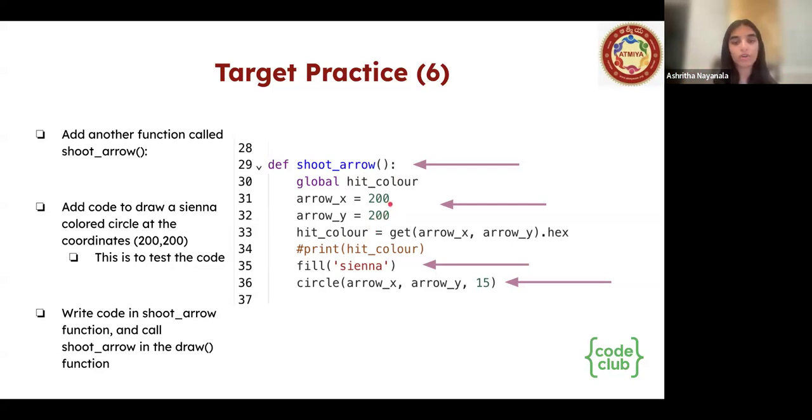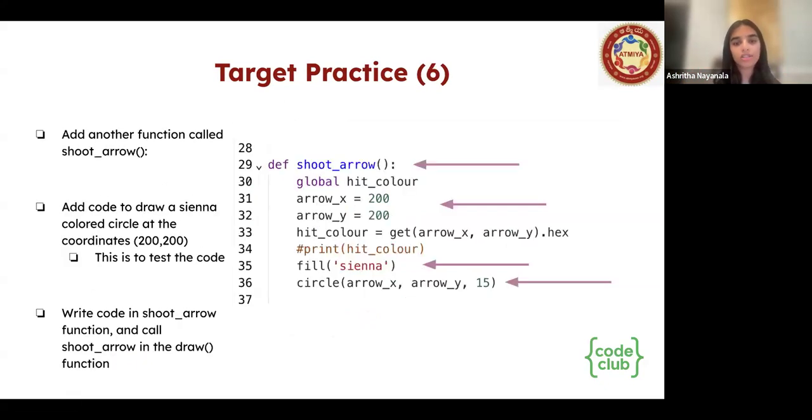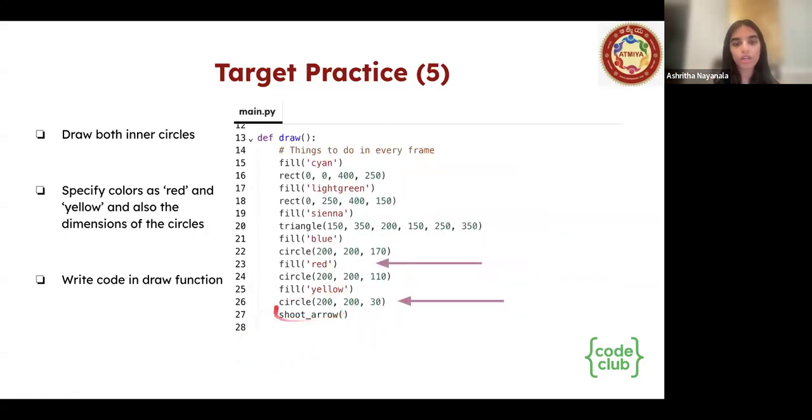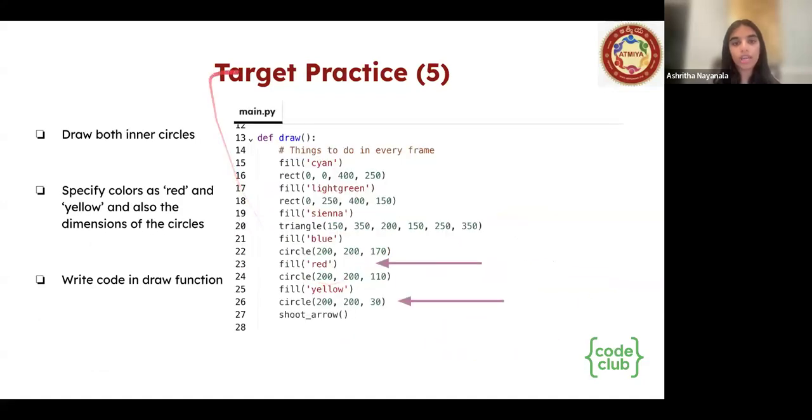So we're only going to give it the coordinates 200, 200, and we're also going to create the shoot arrow function in this draw function. What the shoot arrow does is it makes sure that the code actually runs the function. And this is the function. And this is what calling shoot arrow means. So we're calling this function, we're running this whole piece of code in this draw.